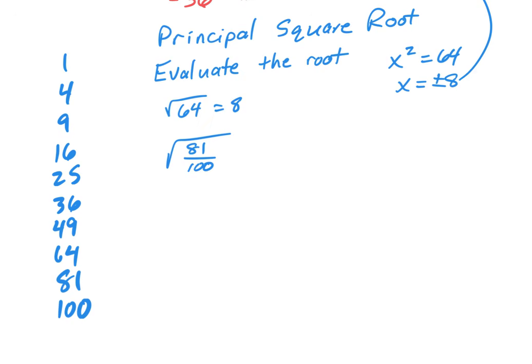And if we can, then when I do this problem, the square root of 81 over 100, I know the square root of 81 is 9, the square root of 100 is 10, and so I can simply rewrite this as 9 over 10. We take the square root of the top, we take the square root of the bottom individually, and that would be our answer.